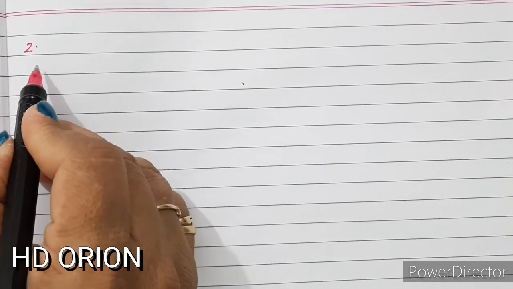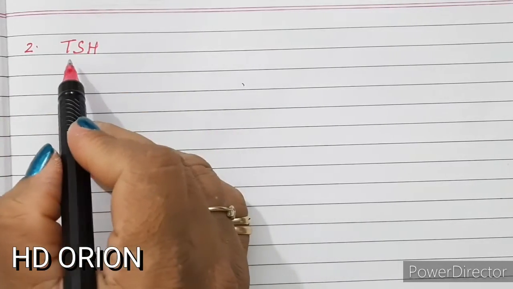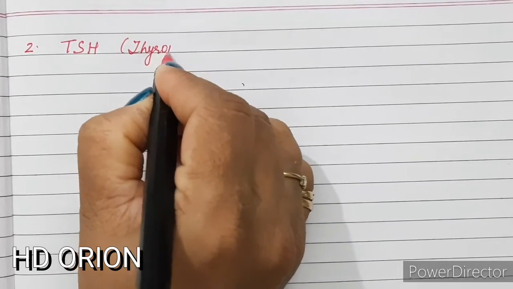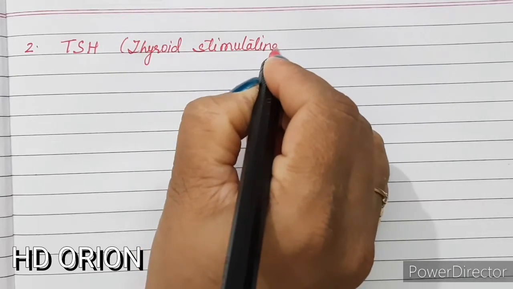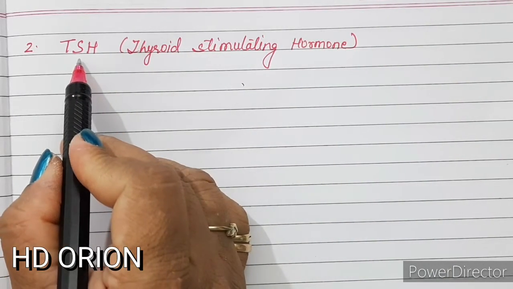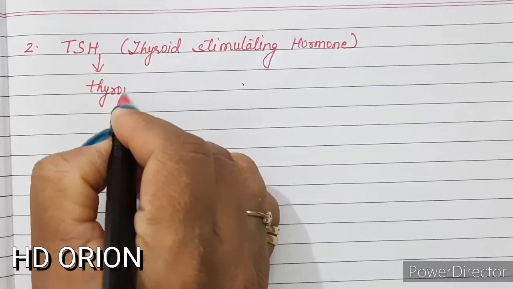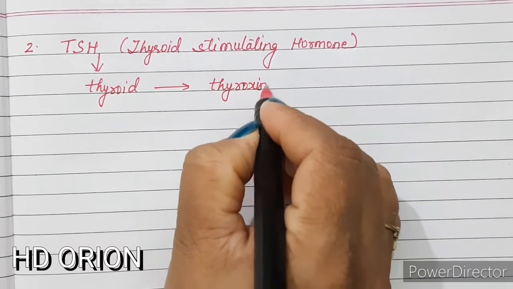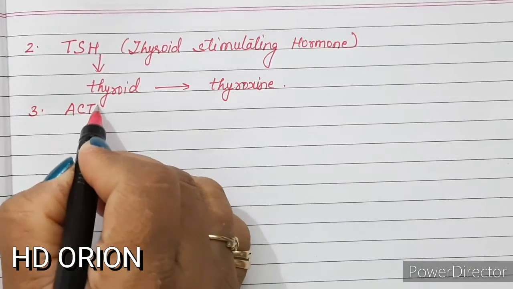The second hormone secreted by the adenohypophysis is TSH. We often use the abbreviation; otherwise it stands for thyroid stimulating hormone. So the TSH secreted by the adenohypophysis will stimulate the thyroid gland, and the thyroid gland will then secrete the regular hormone thyroxine. The third hormone secreted by the adenohypophysis is ACTH.